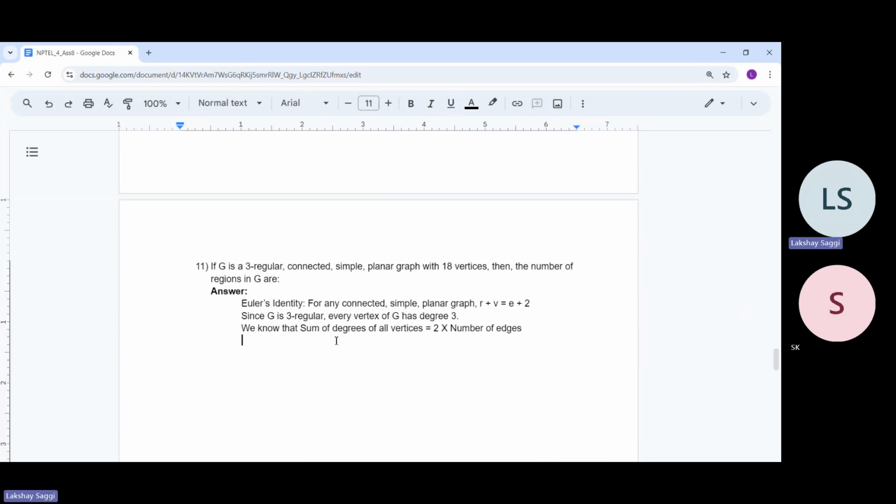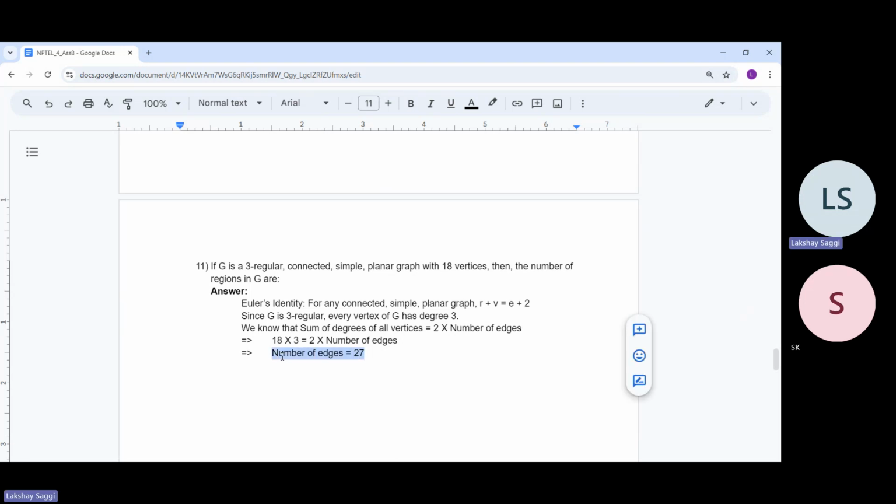So what can we say now? This implies that the sum of degrees of all vertices is 18 times 3, since there are 18 vertices and each vertex has a degree of 3, and this will be equal to 2 times the number of edges. From this, we get that 18 times 3 is 54, so the number of edges is 54 by 2, which is 27. So the number of edges is equal to 27.